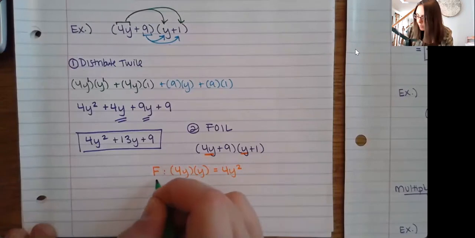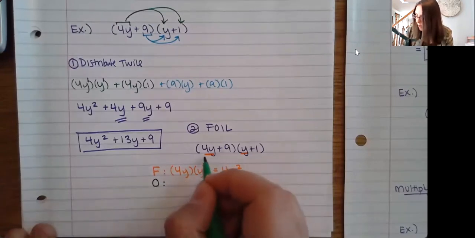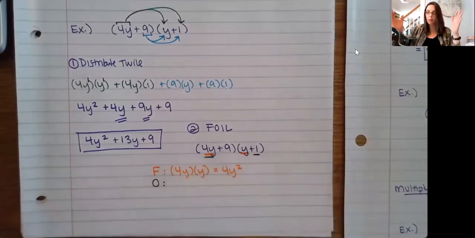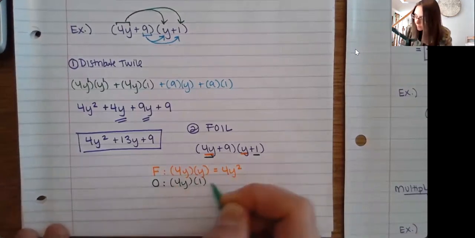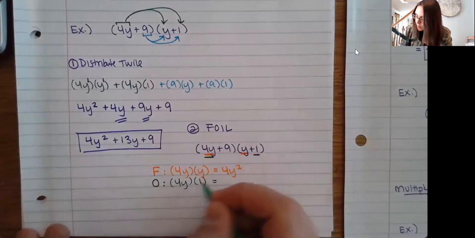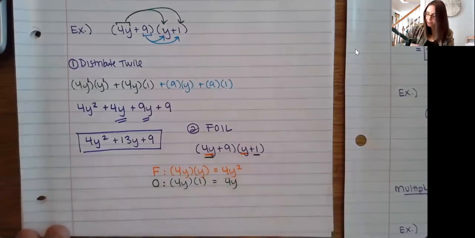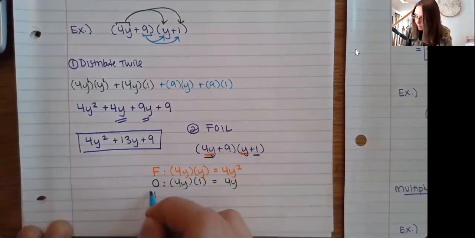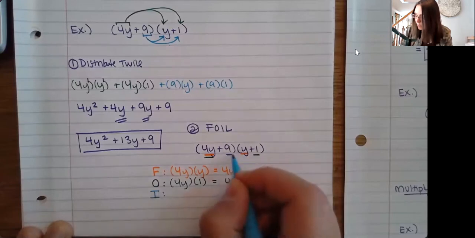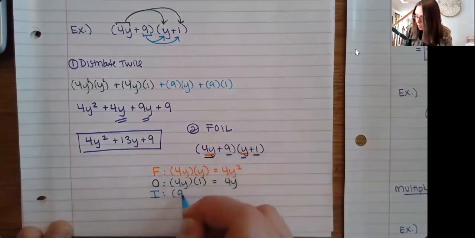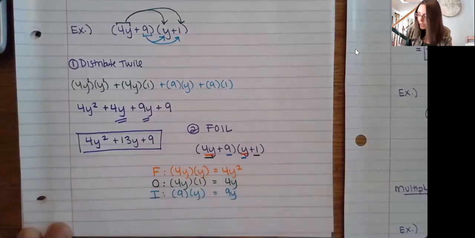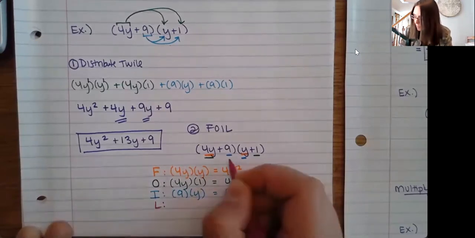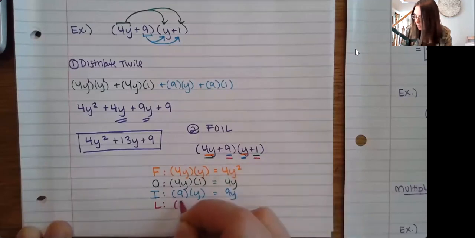Now I'm going to do the outer terms. So that's the 4y and the 1 going to the outermost area. So 4y and 1. 4 times 1 is 4, so this is just 4y. I'm going to do the inner terms. So 9 and y, which is just 9y. And then in pink, I'm going to do my last terms. So that 9 and the 1, which is just 9.